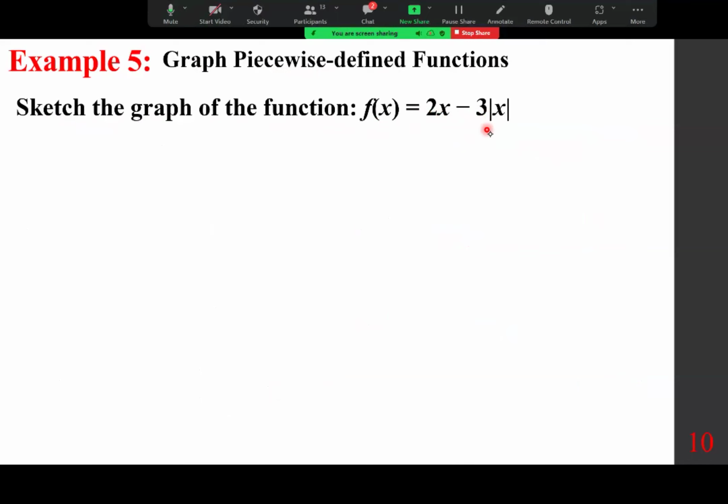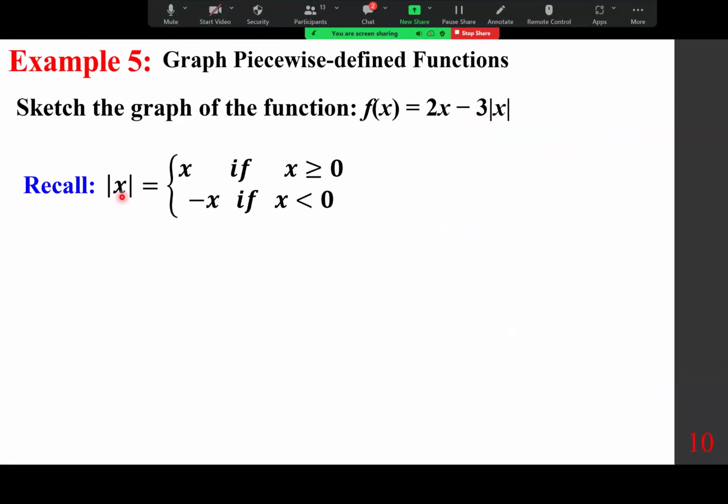First, I want to remind you about the absolute value of x. You remember its distance from 0. Therefore, absolute value of x is x if x is greater than or equal to 0. Absolute value of x is minus x if x is less than 0. To make some sense out of this, so see how that works, because sometimes students get confused.